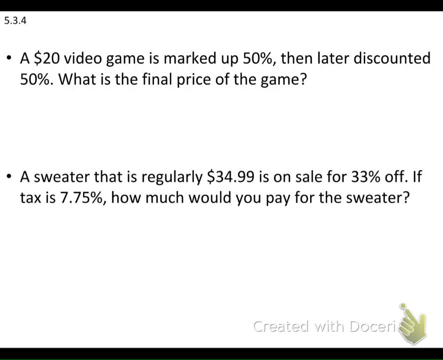2. Good. So that means I'm going to have to do steps 1 through 3 twice. So my first percent change is going to be the marked up 50%, and then discounted 50% is my second percent change. Marked up, is that going to be an increase or decrease in price? Okay, and then discounted is going to be a decrease. All right. So step 1 says to do what? 100% plus 50%. And then step 2, add my 50% increase to get what?